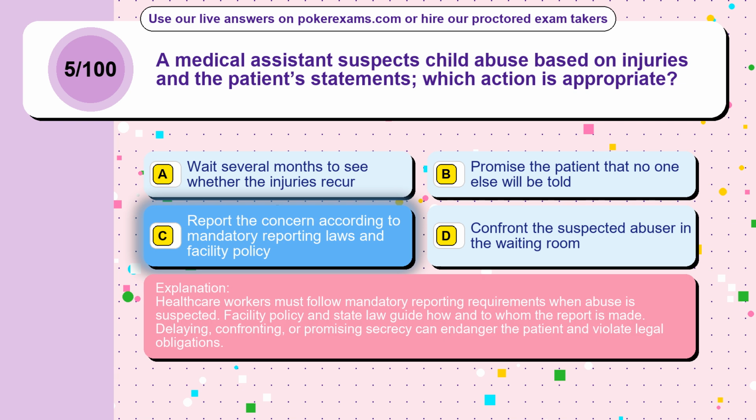Healthcare workers must follow mandatory reporting requirements when abuse is suspected. Facility policy and state law guide how and to whom the report is made. Delaying, confronting, or promising secrecy can endanger the patient and violate legal obligations.